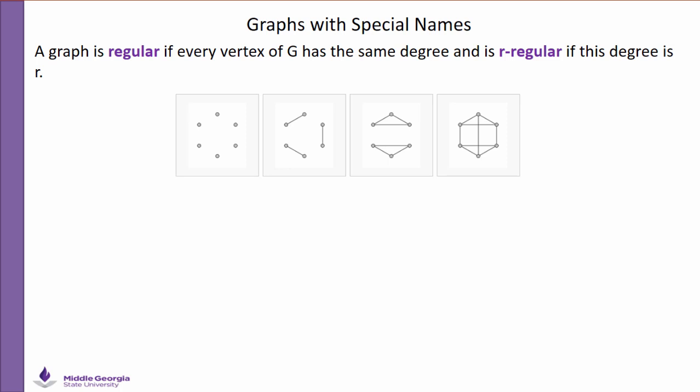The one on the far left is 0 regular because every vertex has degree 0. The second from the left is 1 regular because every vertex has degree 1. The third graph is 2 regular, and the last graph is 3 regular. A graph is regular if every vertex of the graph has the same degree.